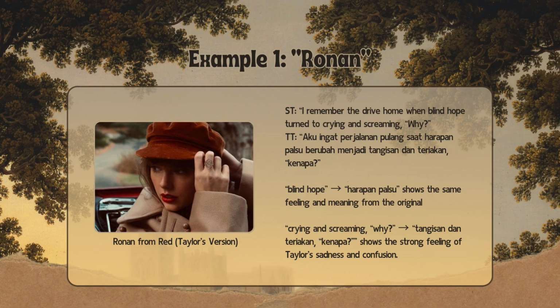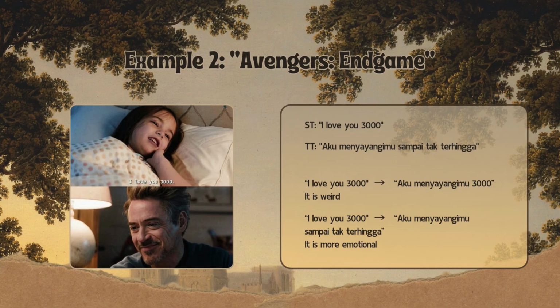And then the line "crying and screaming why" is translated as "tangisan dan teriakan kenapa." The word "kenapa" means why, and gives the strong feeling of Taylor's sadness and confusion. The translator made sure the emotion stayed the same, even though the exact words changed a bit. Move on to the next example.